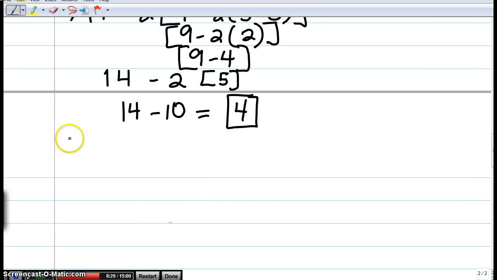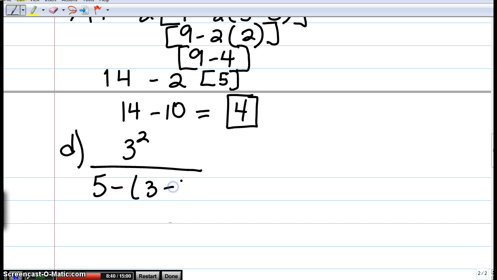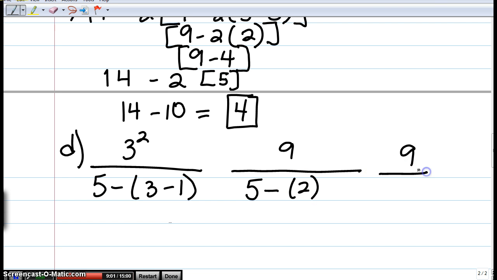Let's try one more. Let's do D. 3 squared over 5 minus, parentheses, 3 minus 1. Now, you want to look at what's on top of the fraction bar first. We have a 3 squared, so we're going to have 9 on top of the fraction bar. And then we are going to simplify what's on the bottom here. So we're going to look at the parentheses first. 3 minus 1 is 2. 5 minus 2 is 3. 9 divided by 3 is 3. Final answer.